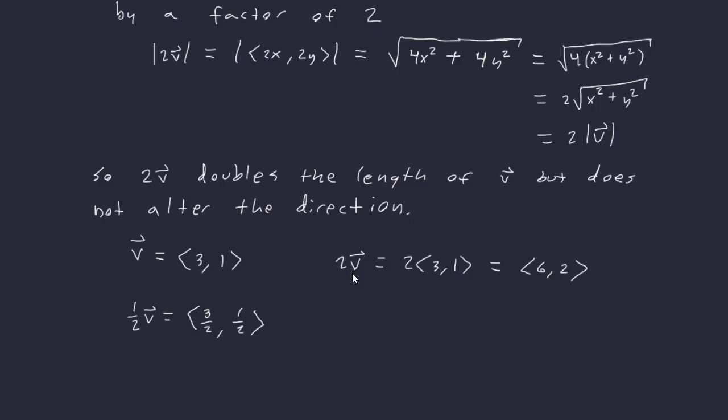What about multiplying by a fraction? Or you could think of it as dividing by 2. If I have v over 2, that's going to scale the vector down by a half. Let's take a look at that on the graph. Here's our original vector v, and here is half of v. As you can see, once again, it scales it by half, but doesn't change the direction.